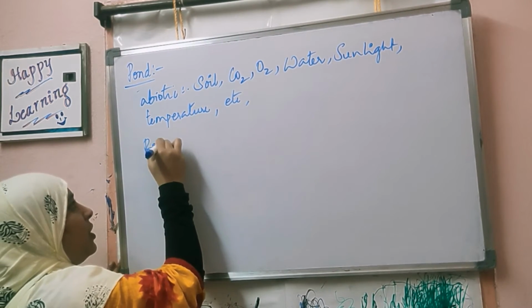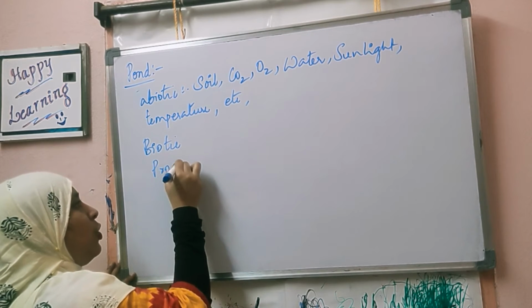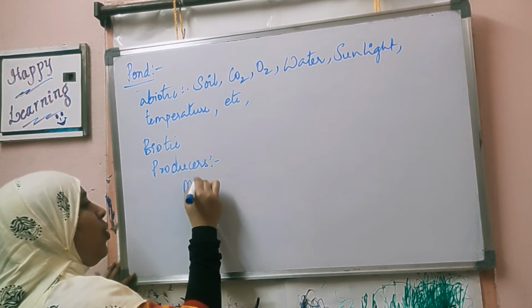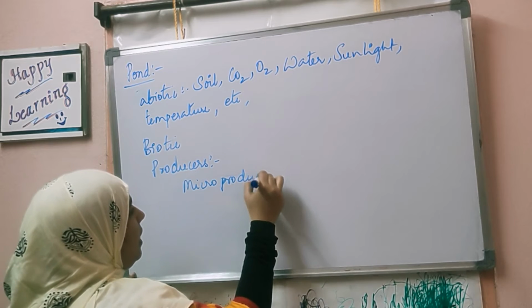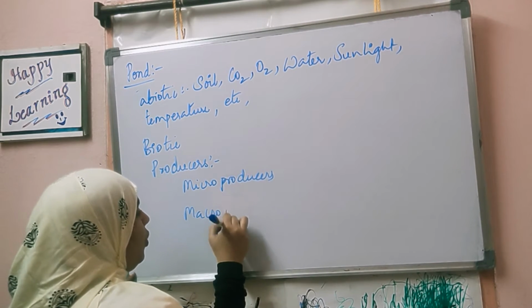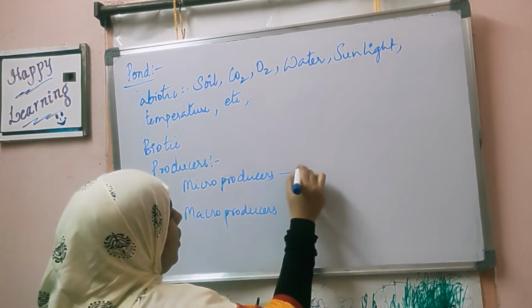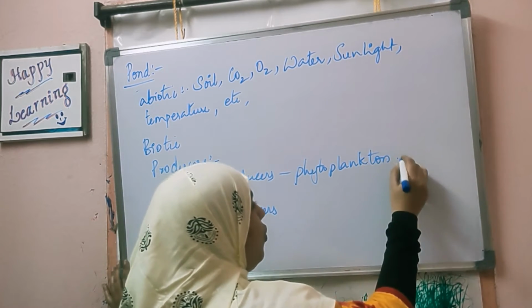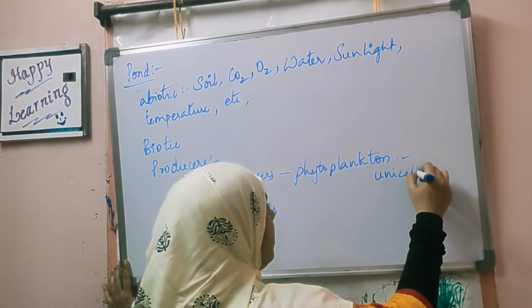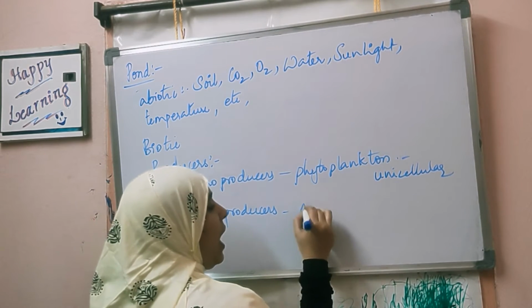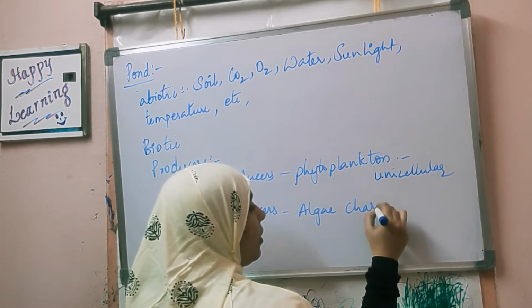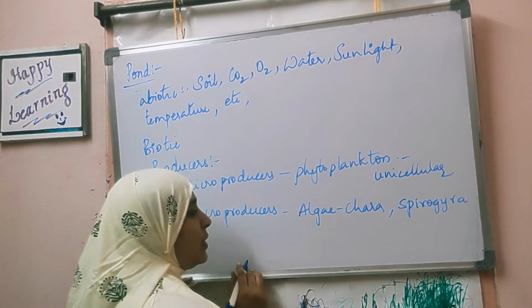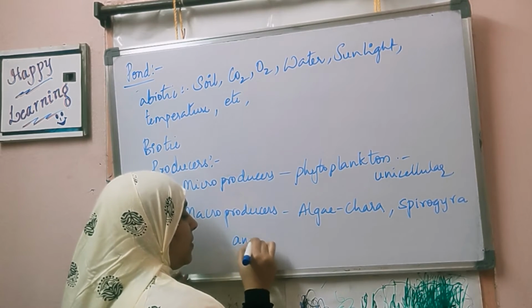In biotic components of the ecosystem, again we will discuss producers. Producers include micro producers and macro producers. Micro producers are those phytoplankton which have the capacity to make their own food, but they are unicellular. Macro producers include algae like chara, spirogyra, and it also includes multicellular organisms, angiosperms.